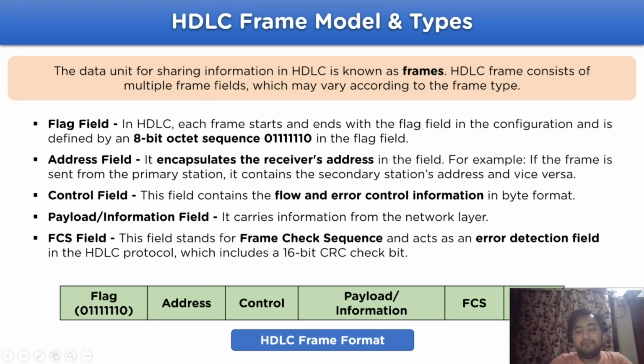Given is the frame format for an HDLC protocol, with flag at both the ending and the starting point, followed by address field, control field, information field, and FCS field.